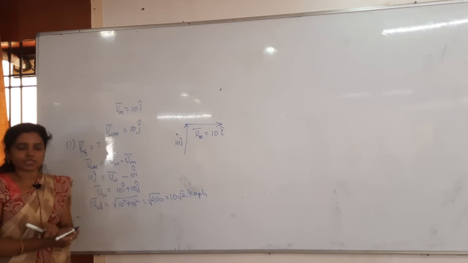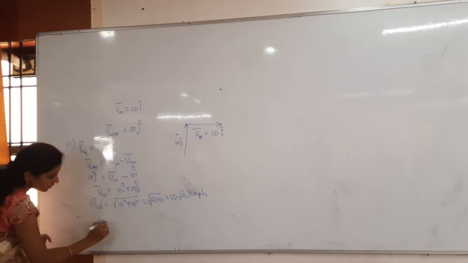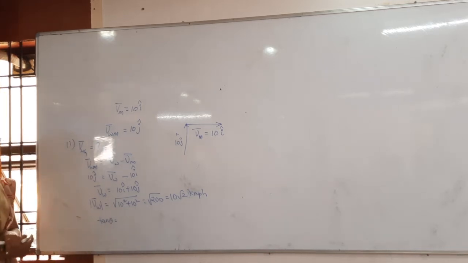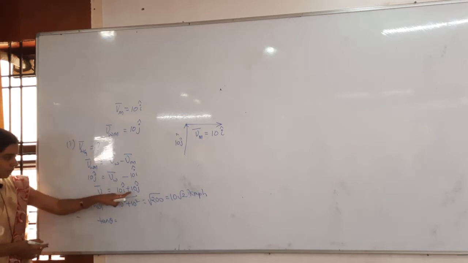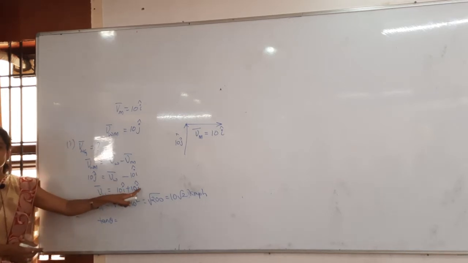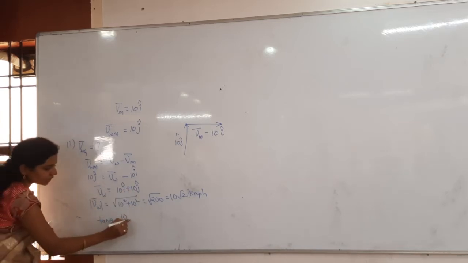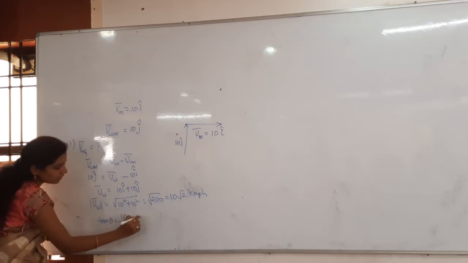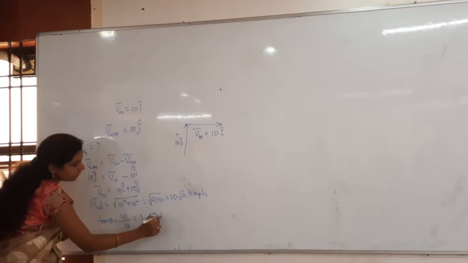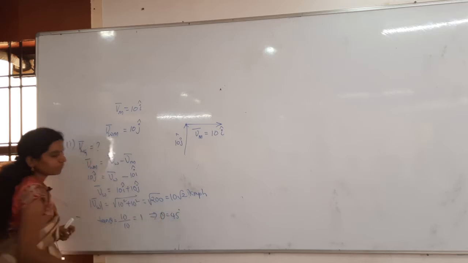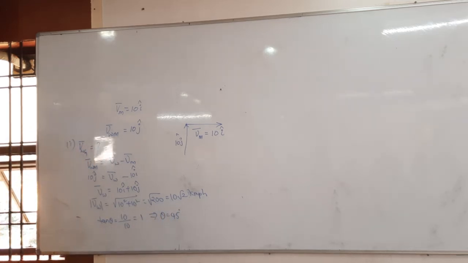What is the direction of that? Tan theta is opposite by adjacent, that is, the j cap component by the i cap component. Opposite is 10, adjacent is also 10, so tan theta is 1. So theta is equal to 45 degrees. That direction we will find out later.